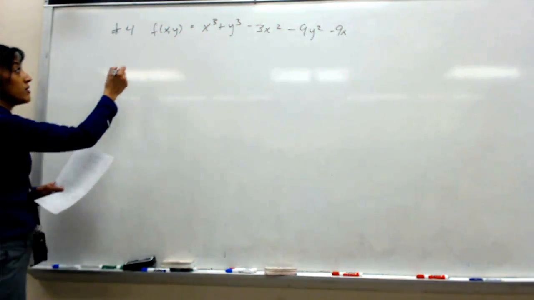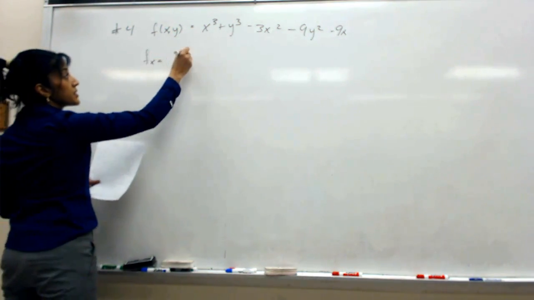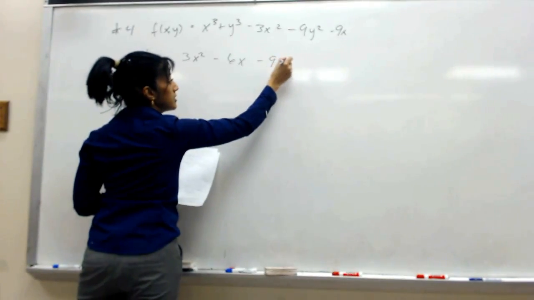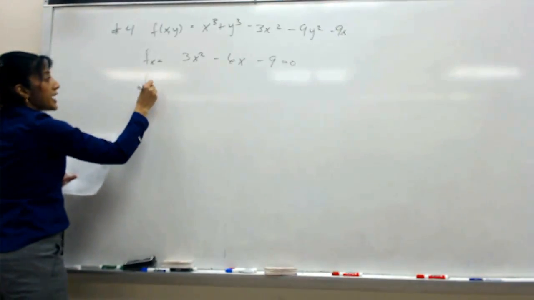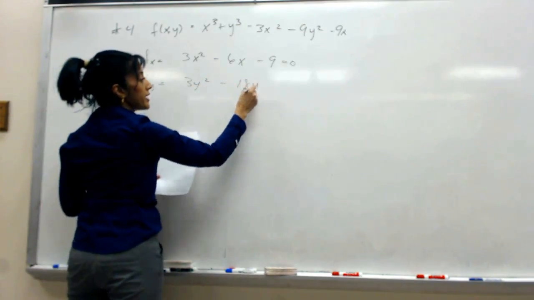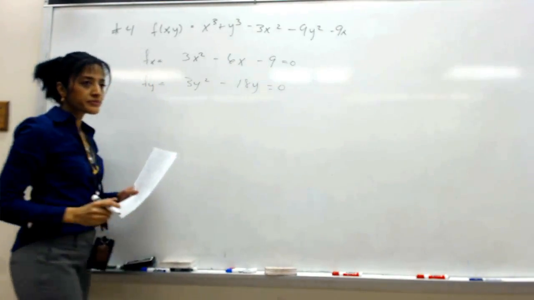So step 1 is to always, like in most of the problems that you have, find the partial derivatives. So here it's just like your Calc 1 stuff. You take the derivative, set it equal to 0. So fx is 3x squared minus 6x minus 9. Fy is equal to 3y squared minus 18y. Set that equal to 0.